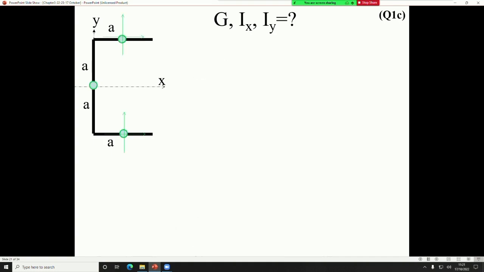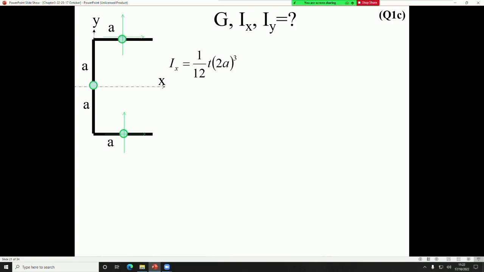So I haven't found G first, so I go for the second moment of area first. Now, Ix here at the moment, I have divided the section into three parts, two flat panels and a vertical wall. And the green dots are the center of gravity of each of those little areas. Here I can say Ix of the whole section is equal to Ix of the two flat panels plus Ix of the vertical panel or the vertical wall.